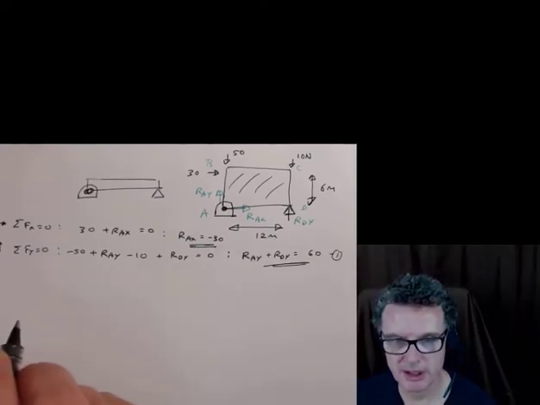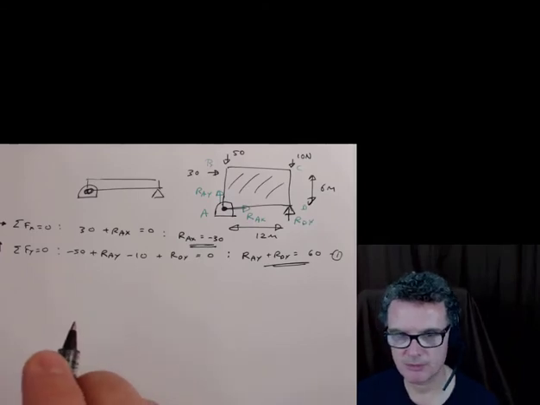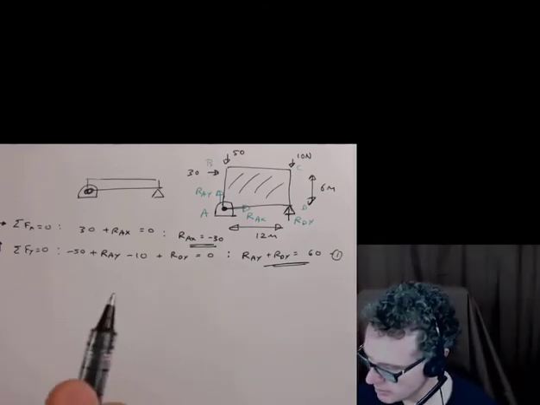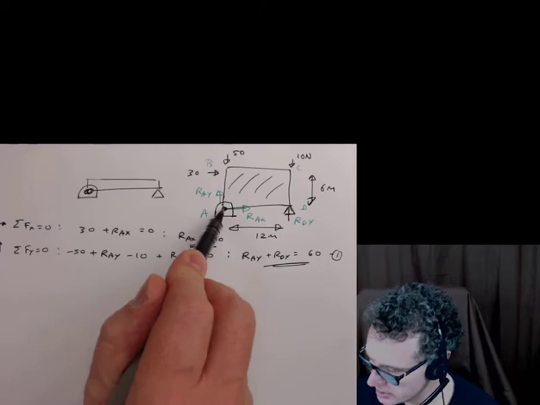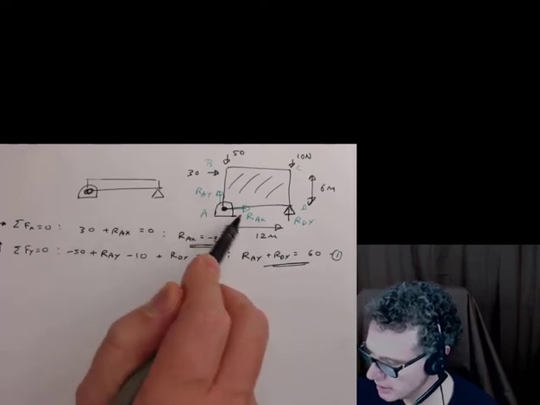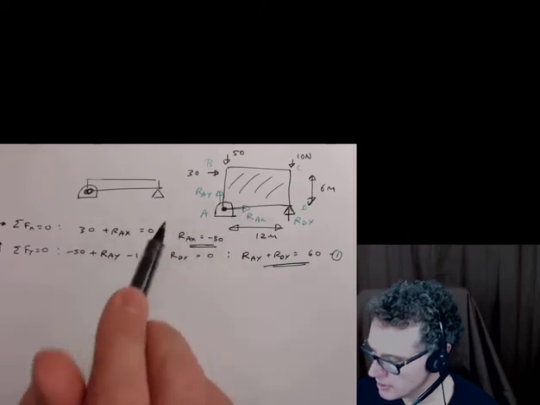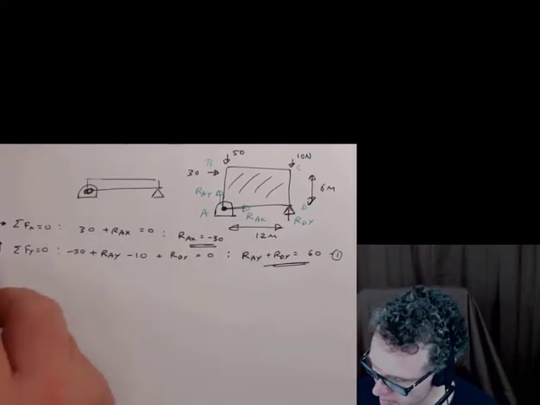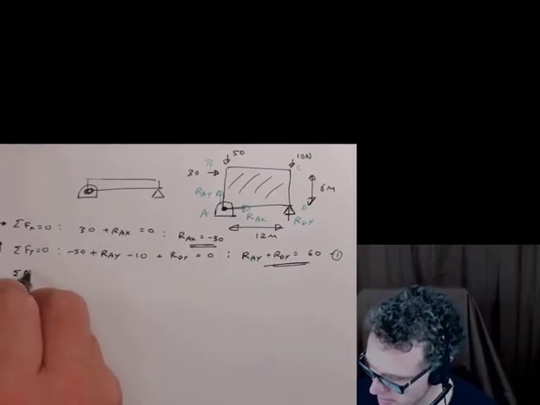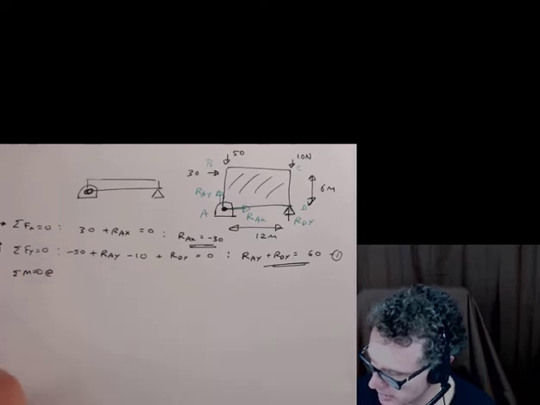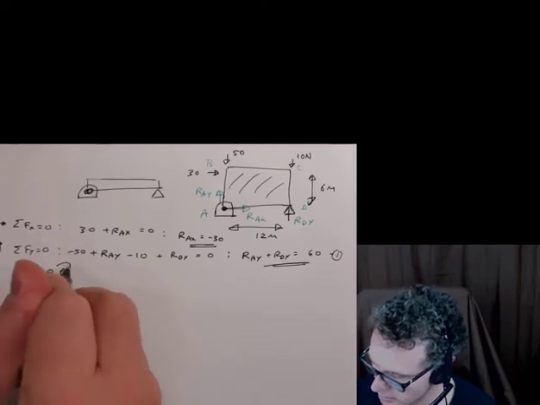So last thing is we will take moments. Where's the sensible place to take moments? Well, it's actually at the hinge itself. We've got two unknowns there. Take the moments at the hinge, then we'll get rid of the unknowns. So we'll take moments at A, and we'll go clockwise.